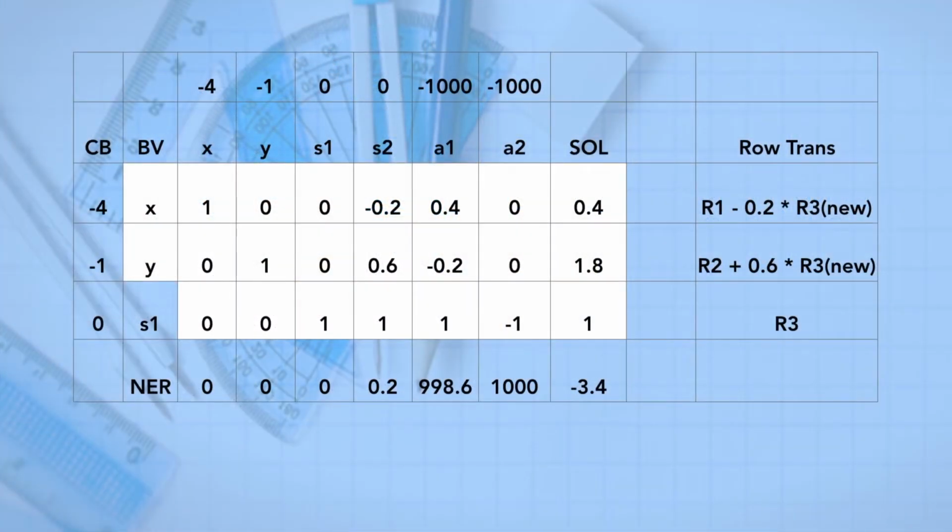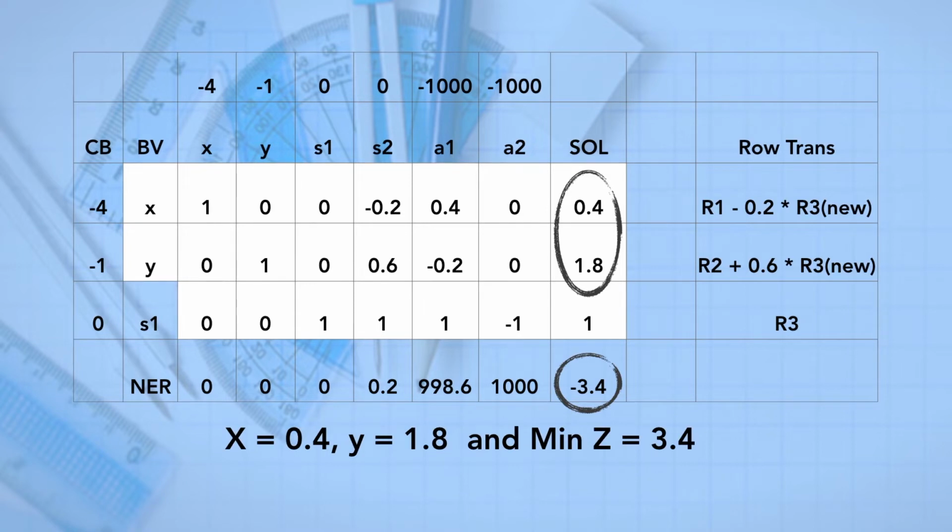Hence, from this optimum table, we can find the solution for the maximization linear programming problem. That is, x is equal to 0.4, y is equal to 1.8, and maximum z prime is equal to minus 3.4. Therefore, the solution of the given minimization LPP is x is equal to 0.4, y is equal to 1.8, and minimized z is equal to 3.4. Thus, this big M technique helps us in overcoming the modifications provided in the original problem for obtaining the standard form and get the solution for the original problem.